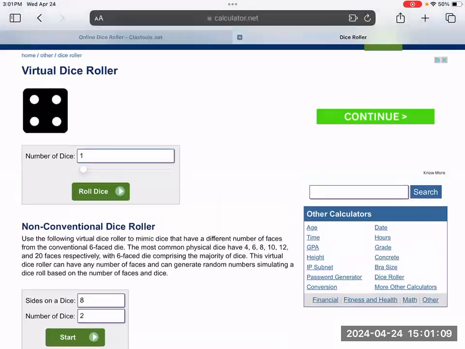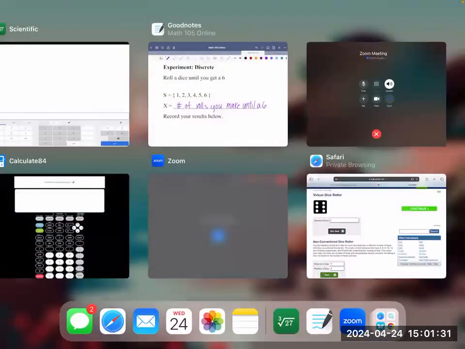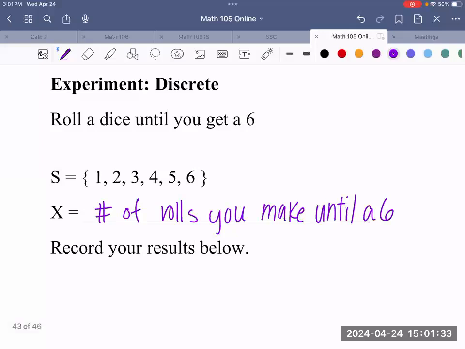So I'm going to go on to my dice simulator. There we go. Okay, so I'm going to roll once. Okay, I got a 4, so that's 1 roll. 2 rolls. 3 rolls. I'm going to keep going. 5, 6, and 7. So I got a 6 on my 7th roll.